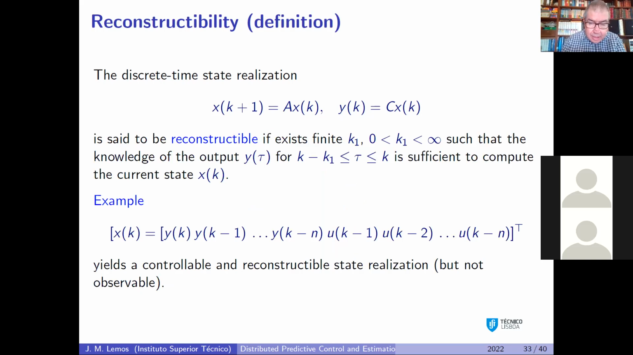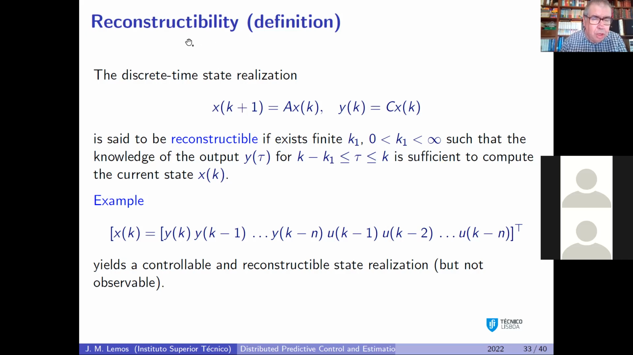Finally, we have reconstructability. Observability means that you are looking at your output and you are able to infer what was the initial condition.